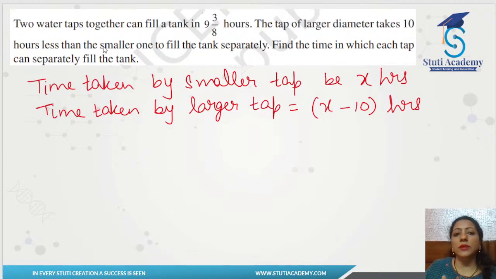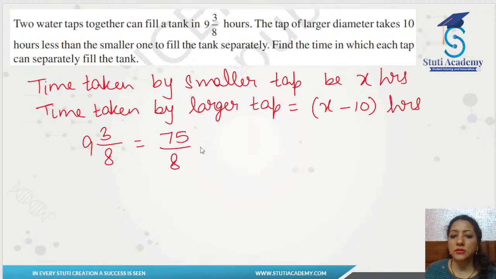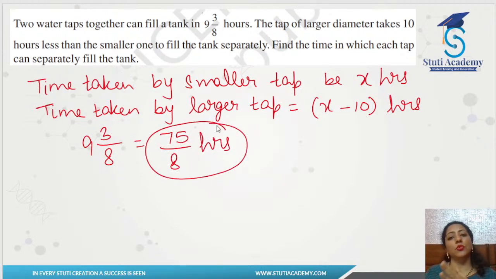Now together when we open both the taps, they're going to take 9 3/8 hours. So 9 3/8, first of all we'll just simplify this. 9 into 8 is 72 plus 3 will give us 75. So it's 75 upon 8 hours. So this is the time which is taken by both the taps together.